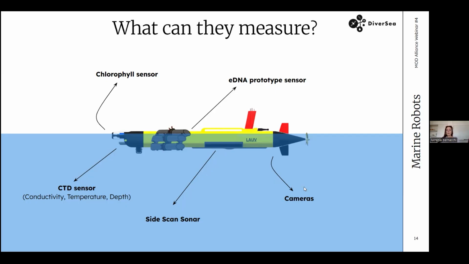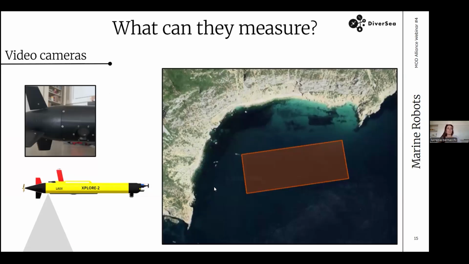So we are going to see these three sensors quickly, but more in detail in the next few slides. Starting with the video cameras, what we want to do with the video camera is very intuitive. We want to see what there is underwater, what there is on the seabed, and the camera is on the back of the vehicle pointing down. So let's pretend that we want to know what there is underwater on this red operational area.